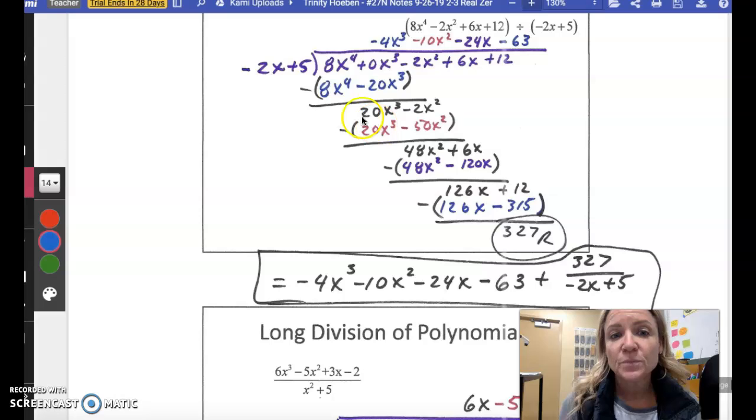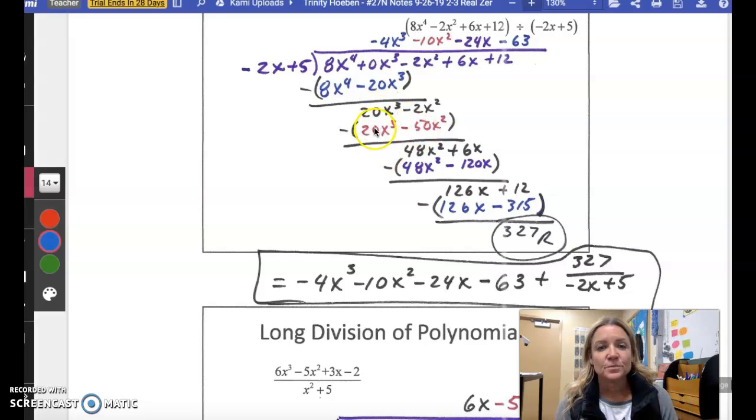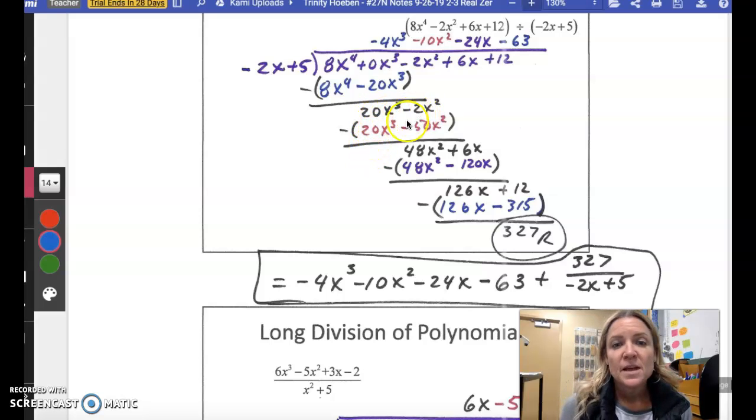Now divide. Negative 2x goes into 20x cubed, negative 10x squared times, so we write it right above the x squared. And now we're going to multiply. Negative 10x squared times negative 2x is positive 20x cubed, and negative 10x squared times 5 is negative 50x squared. Now we're going to subtract. These are opposites and they'll cancel. This becomes negative 2x squared plus 50x squared, which is 48x squared. Bring down the plus 6x.